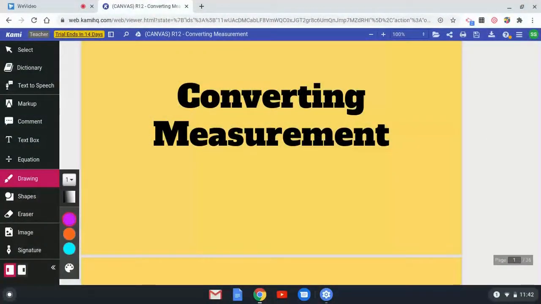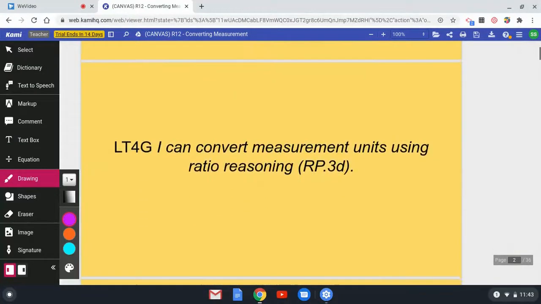Welcome to Ratios Lesson 12, the last lesson in ratios. Today we're going to talk about converting measurement, and this is going to be a little bit of a longer lesson. So buckle in and let's get going.